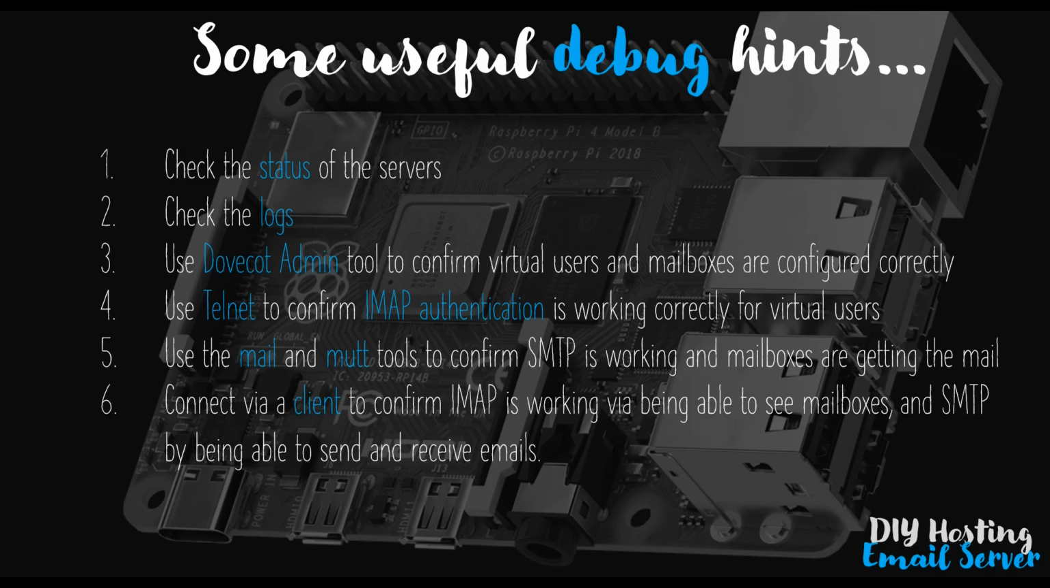The first one is the obvious one. Check the status of the server. We know how to do this already with the status command, but it is an essential first step. Whenever you make any changes, you must always check the status of both Postfix and Dovecot to make sure they're both running. The second one is checking the logs. Again, it sounds obvious, but a lot of people don't seem to do it. If you're having trouble, check the logs. I will show you where they are and how easy it is to check the logs and find out what's going on.